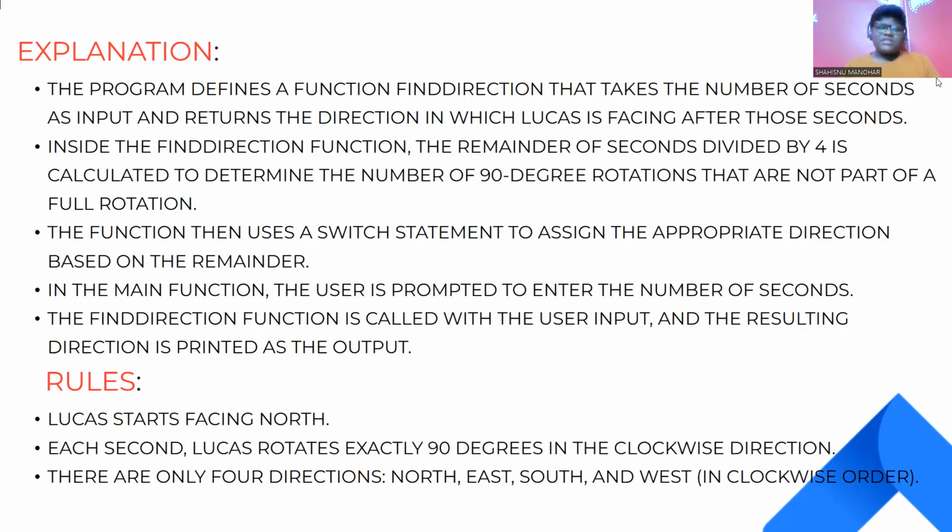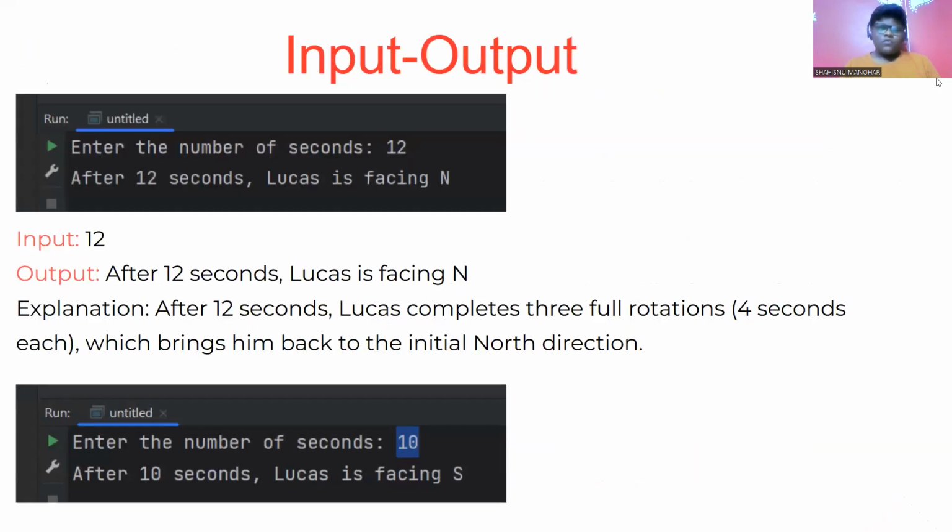Rules. Lucas starts facing north. Each second, Lucas rotates exactly 90 degrees in the clockwise direction. There are 4 directions: north, east, south, and west in clockwise order. And this is the input and output.